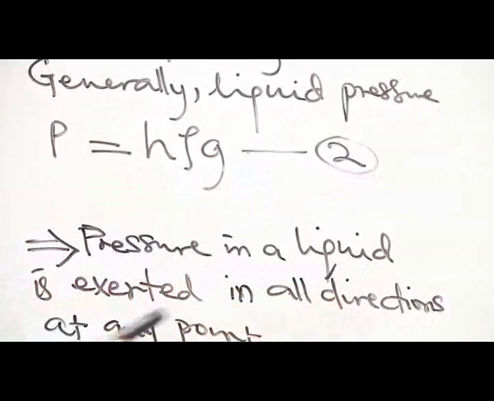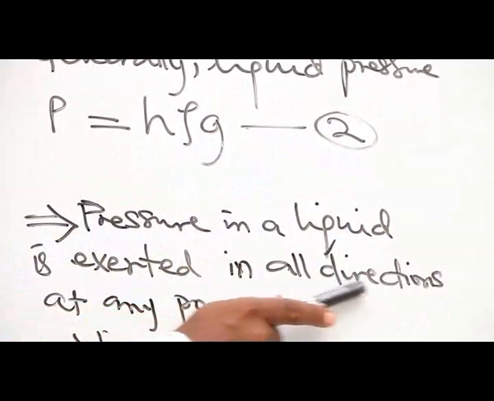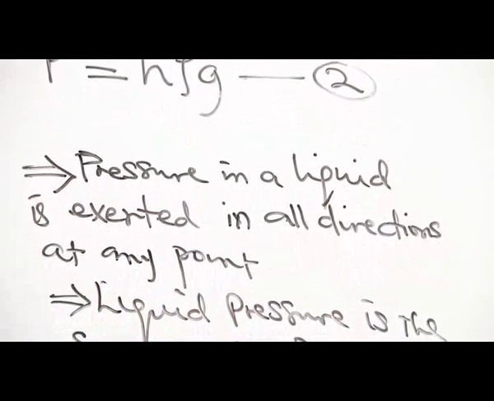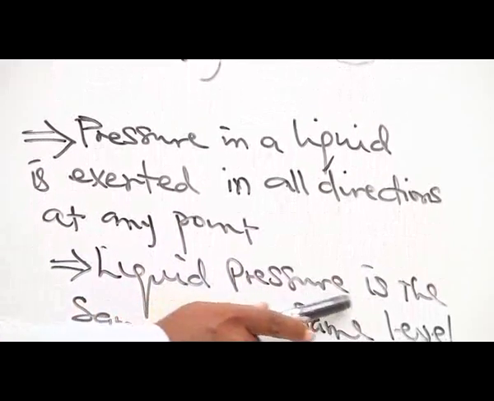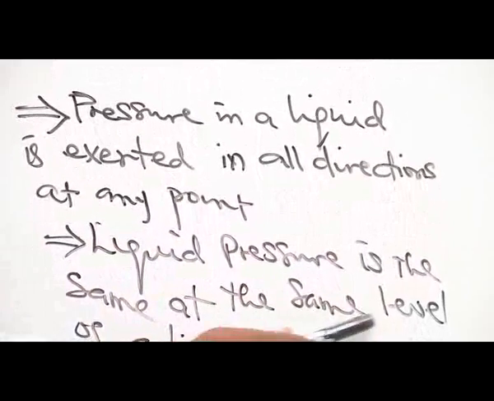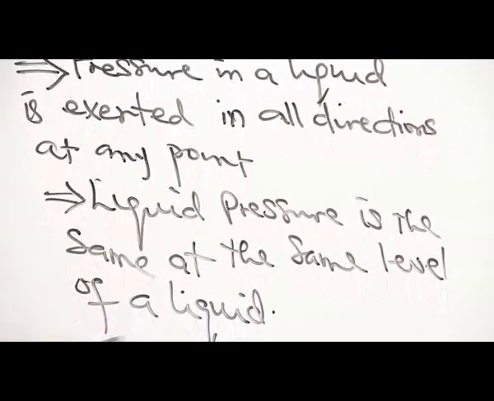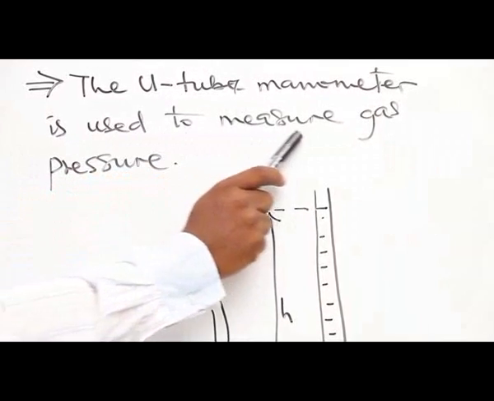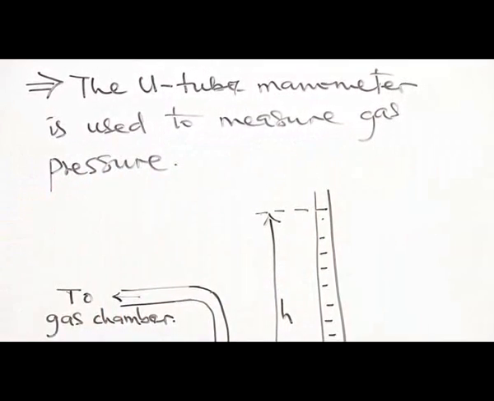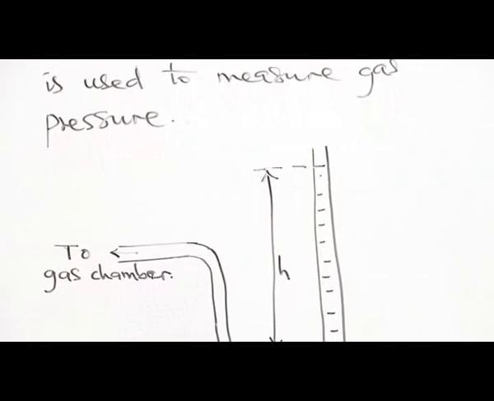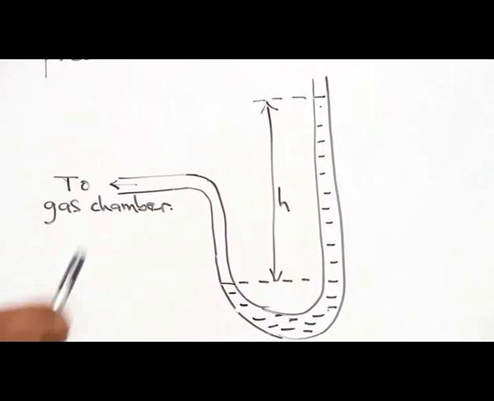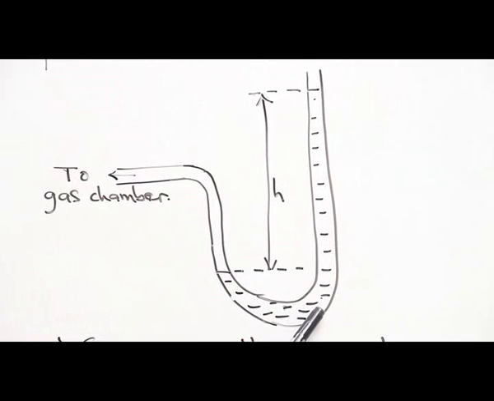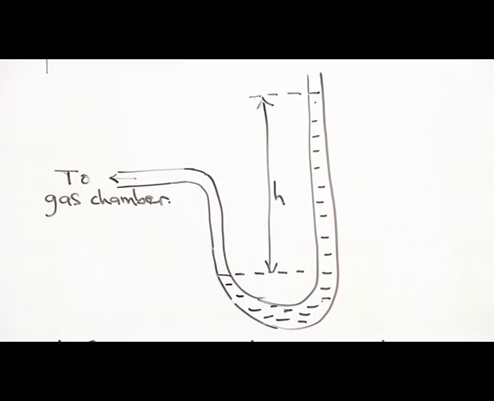Pressure in a liquid is exerted in all directions at any point in the liquid. Also, liquid pressure is the same at the same level in a liquid. The U-tube manometer is used to measure gas pressure. This is a simplified version of the U-tube manometer with this end going to the gas chamber. The liquid inside here could be water, most times it's mercury.